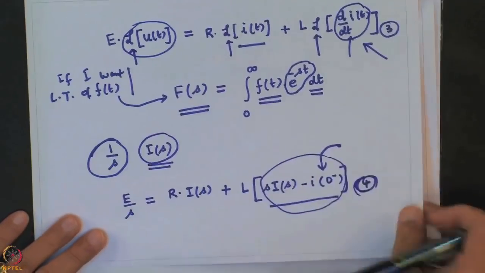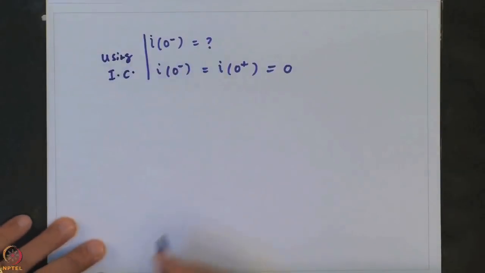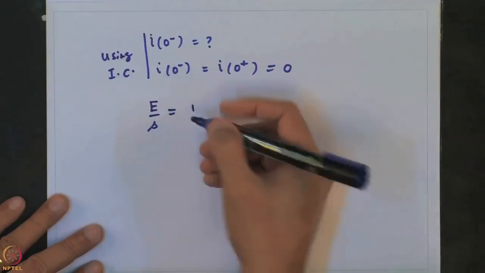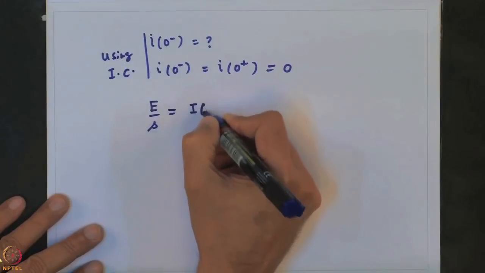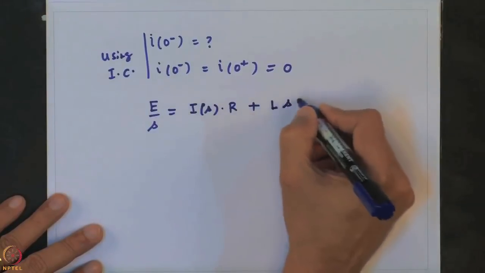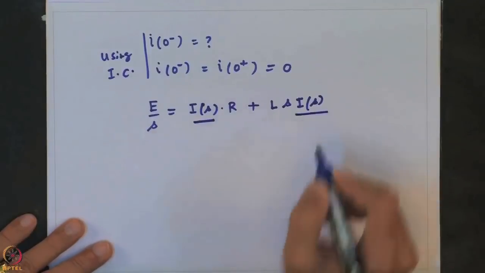So, using this in the previous expression, which I can show you. This is the last expression we got, expression 4. Using our initial conditions, we can say that E by S will be equal to I of S into R plus L S times I of S, the Laplace transform of I of t.